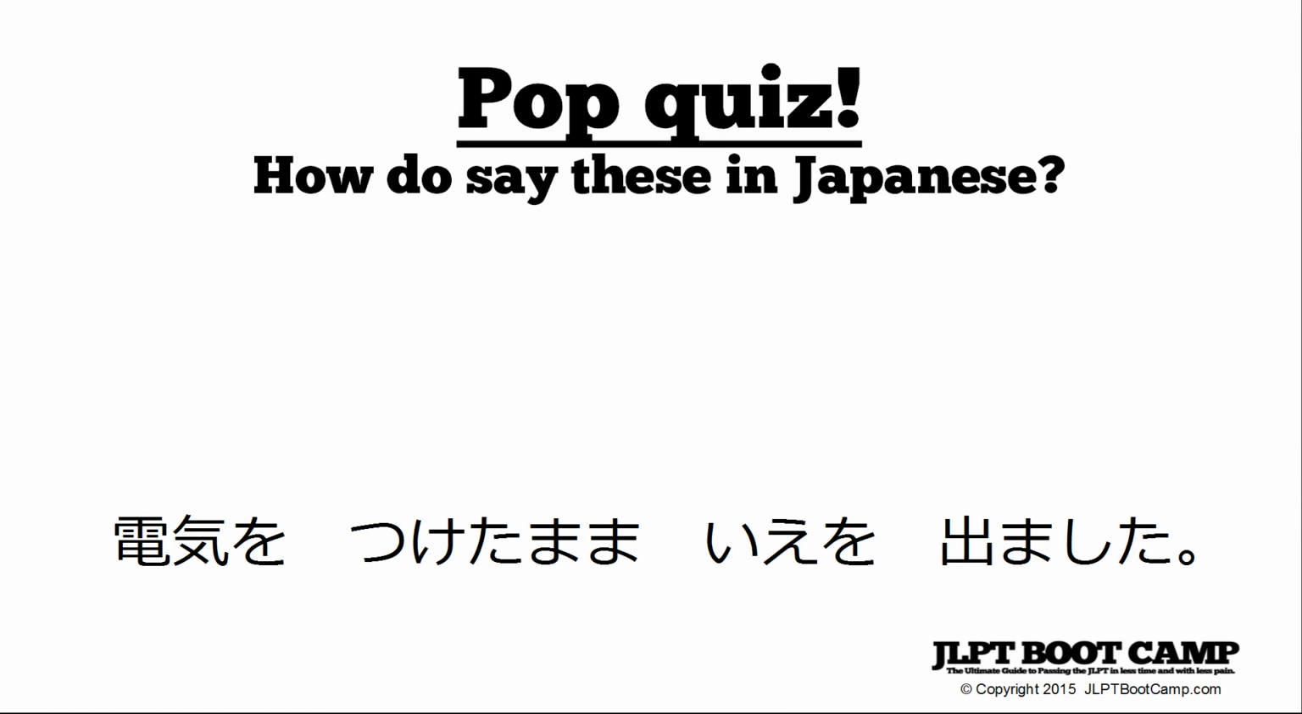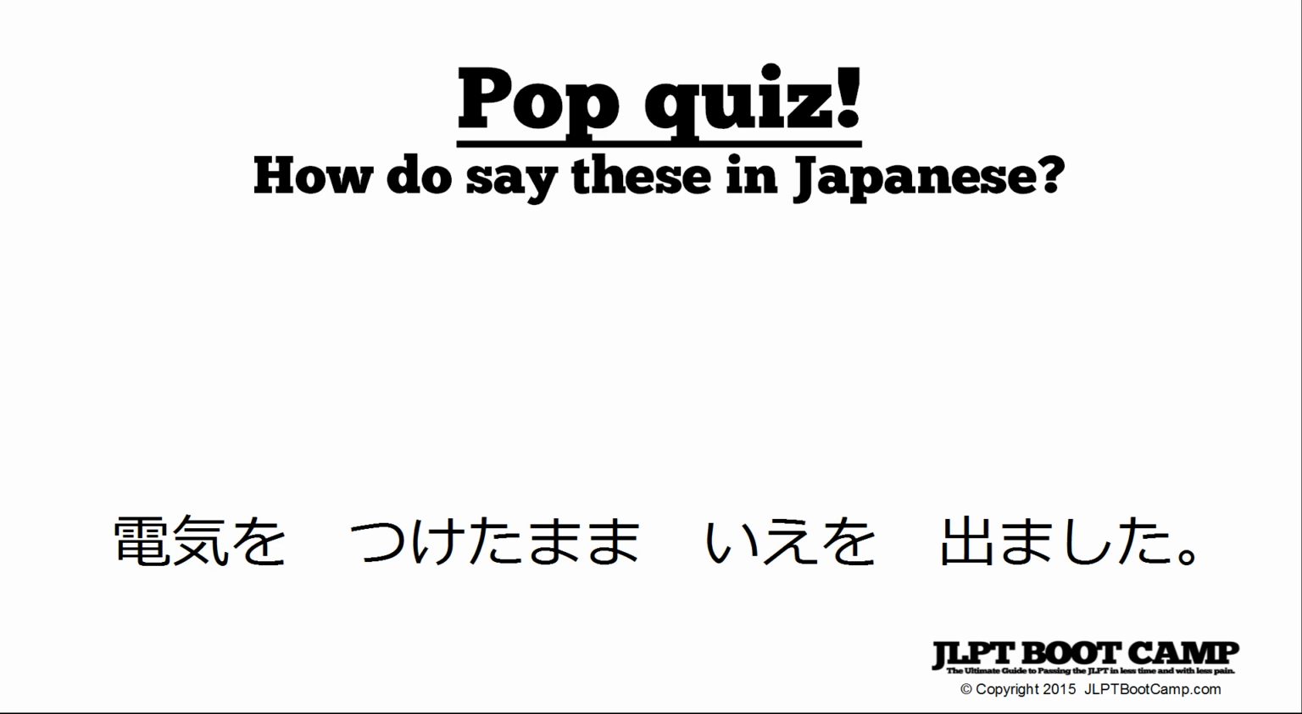So denki is electricity, but it can also mean light. O is the object marking particle. Tsukeru is to turn on some kind of electronic device. You can use it in that sense. So tsuketa is the simple past tense of that. Mama is to talk about a state being left as it is. Ie is house. O is the object marking particle again, and demashita is leave, to go out of the house.